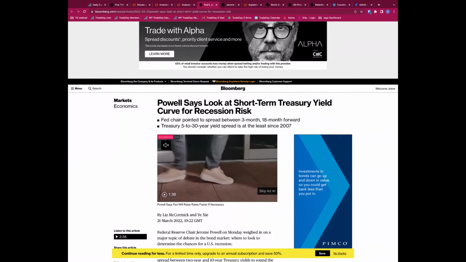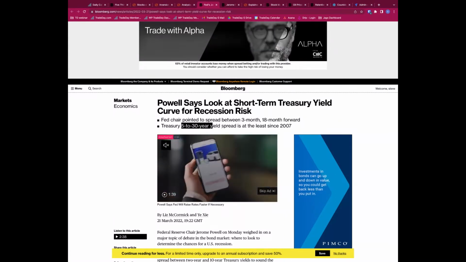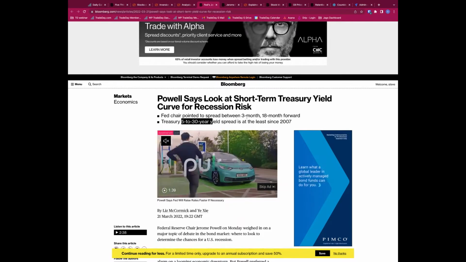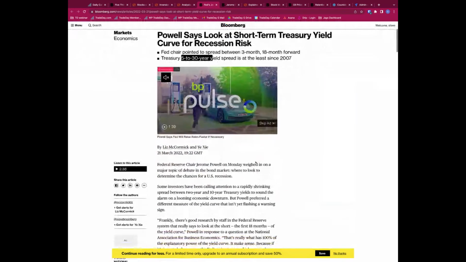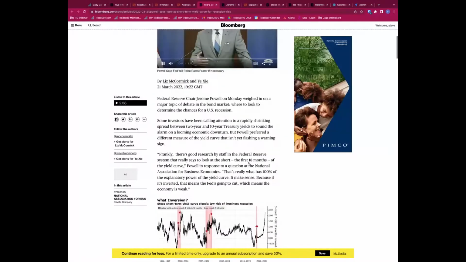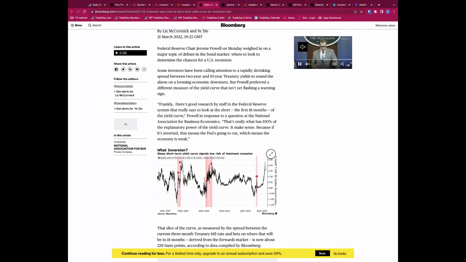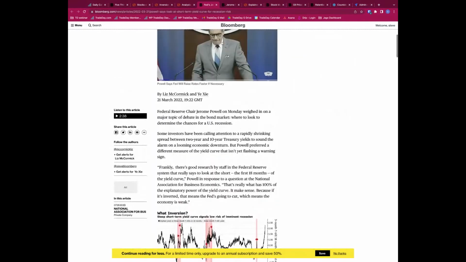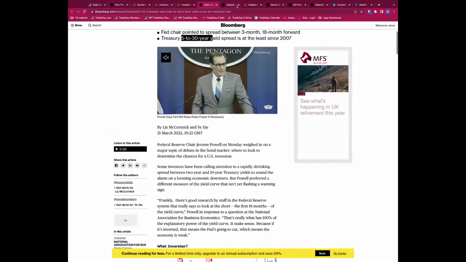Okay, so the 5s 30s we know were already inverted, and 2s 10s yesterday. The 3-month forward though is still very steep. It's nowhere near inverting. Back when this article came out, it was over 2%, right? So it's way off inverting. As far as he's concerned, that's not an issue.